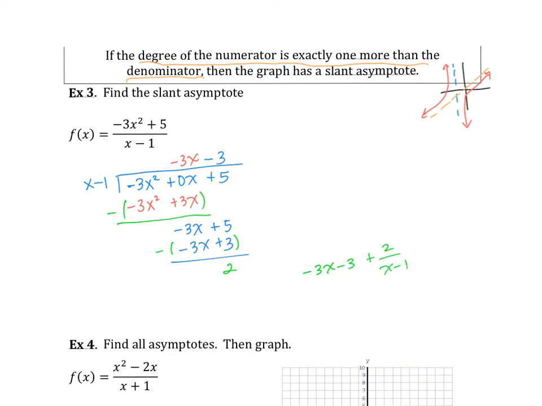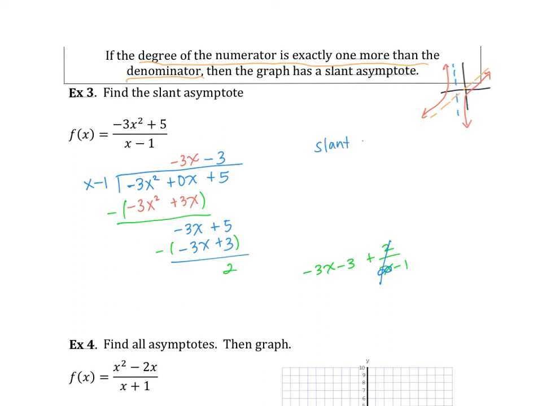Okay, because I'm trying to determine where the slant asymptote is, I want to see what happens as x approaches infinity. If I plugged in infinity here, I would have 2 divided by infinity minus 1. Infinity minus 1 is still infinity. 2 divided by infinity essentially goes to 0. So this is irrelevant to what my graph is actually going to do.